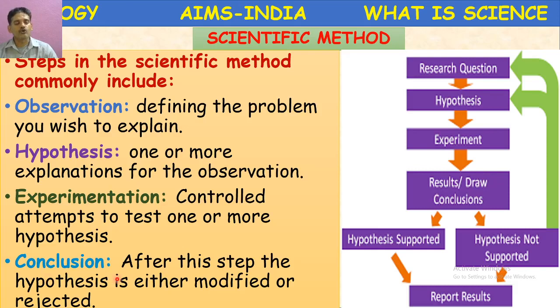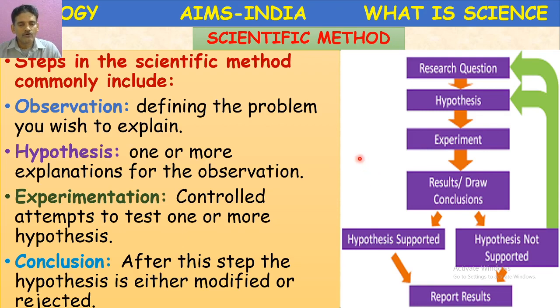Okay. Next, conclusion. Conclusion means after this step, the hypothesis is either modified or rejected. The result will draw the conclusion. Okay. If the experiment is getting the expected results, then the hypothesis is correct. It gives strength to the hypothesis. So the hypothesis is supported if the result is positive. The hypothesis is not supported if the results are negative. So the report of the result will finally depend on the experimentation.